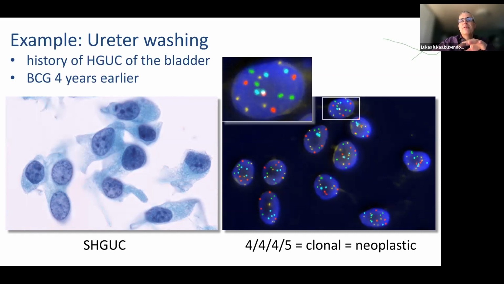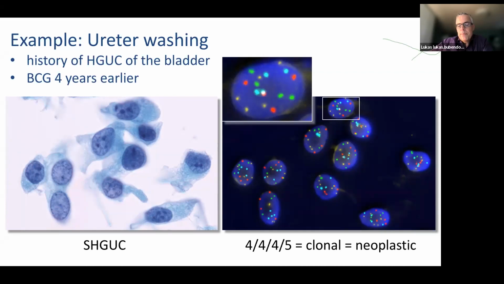We did FISH, and now you see a tetraploid pattern in the 3 chromosomes shown in blue, green, and red. But if you look very closely at the microscope, you see each of the cells has not 4 gold 9p21 signals, but 5. So we are really dealing with a clonal proliferation. That's not explainable by any reactive change. That's not a pure reactive tetraploidy. That's a clonal proliferation.